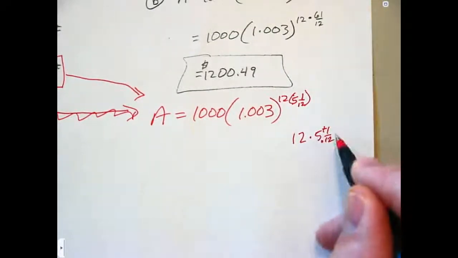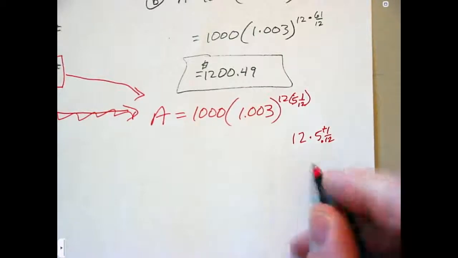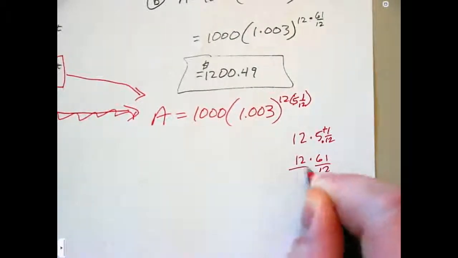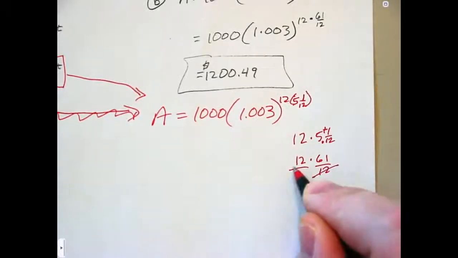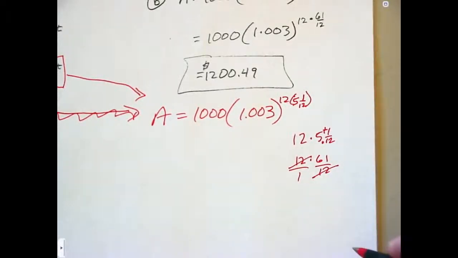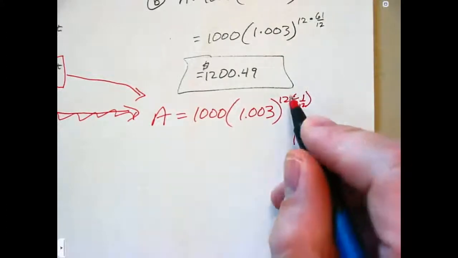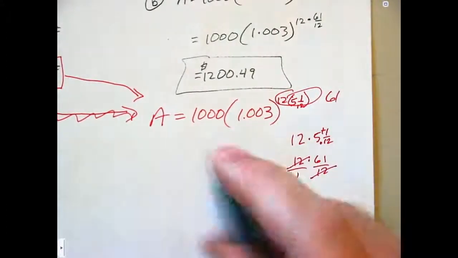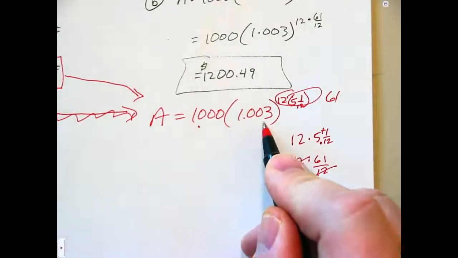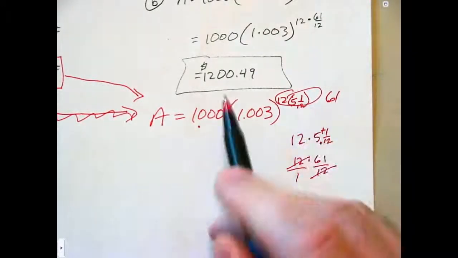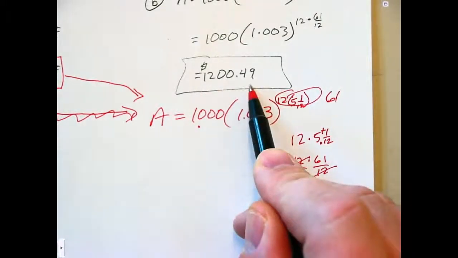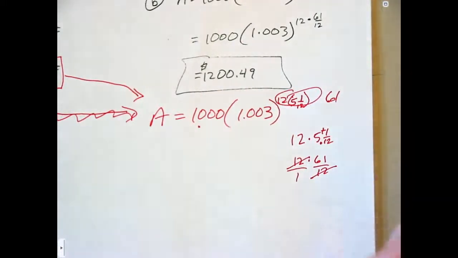How many twelfths is that? That is 61/12. So that's 12 times 61/12, which is actually 61. So this power up here becomes 61. So 1,000 times 1.003 to the 61st power is $1,200.49.